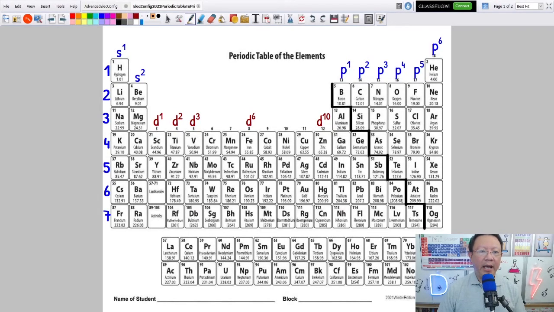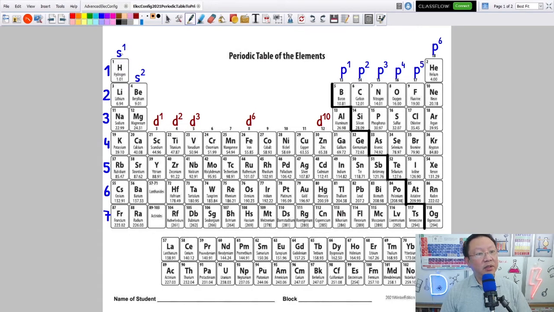We've been looking at how to write the electron configuration of the various elements. At this point, we've already labeled our periodic table so that we have an idea of how the electron configuration of an element might end. Just to review, the rows have been labeled from 1 to 7, and the columns have been labeled.